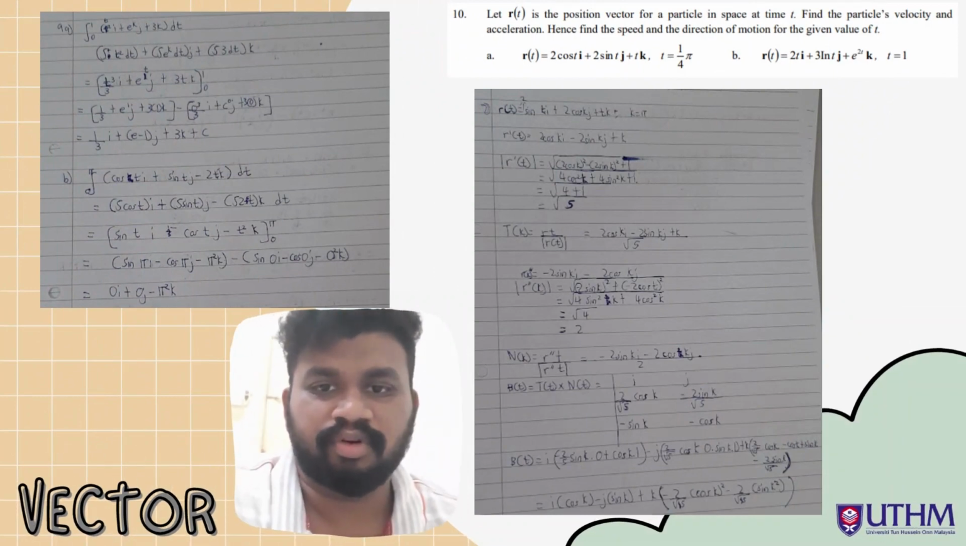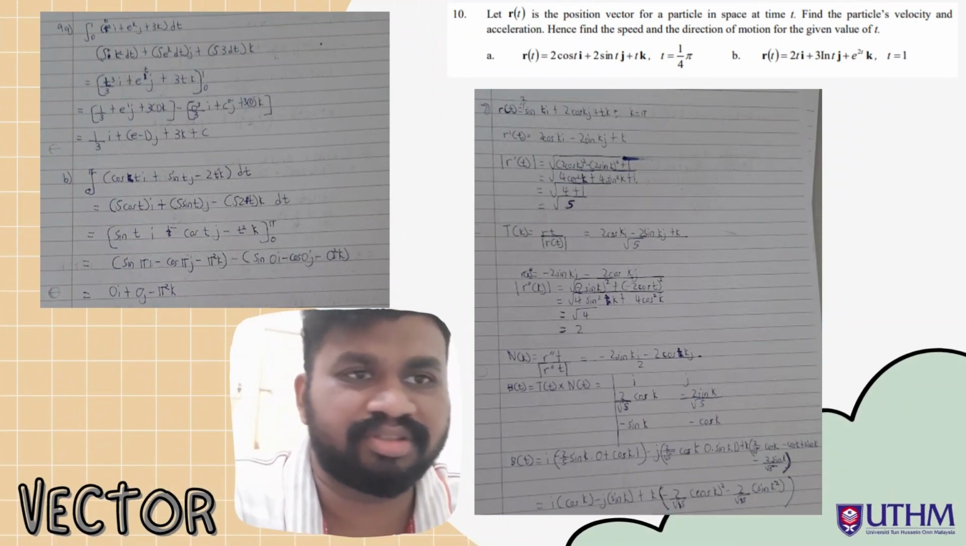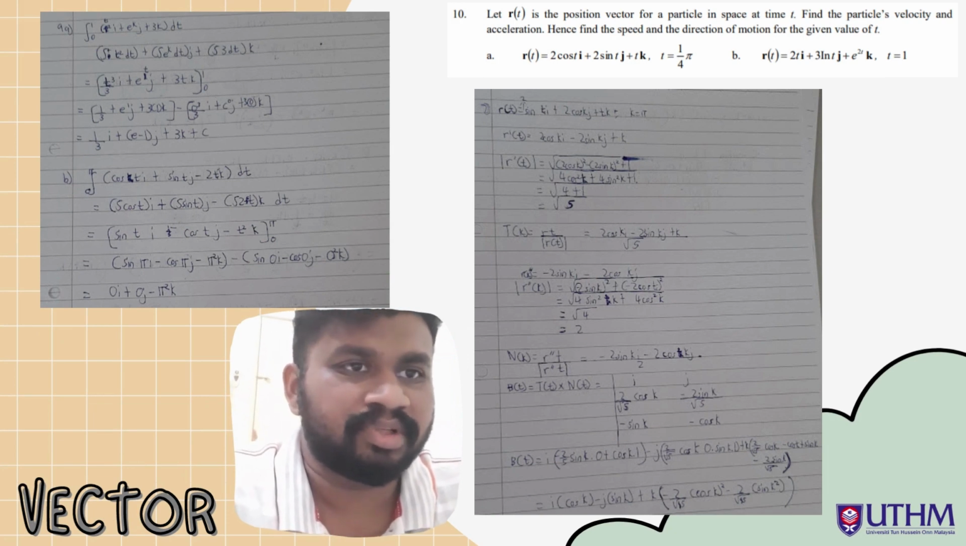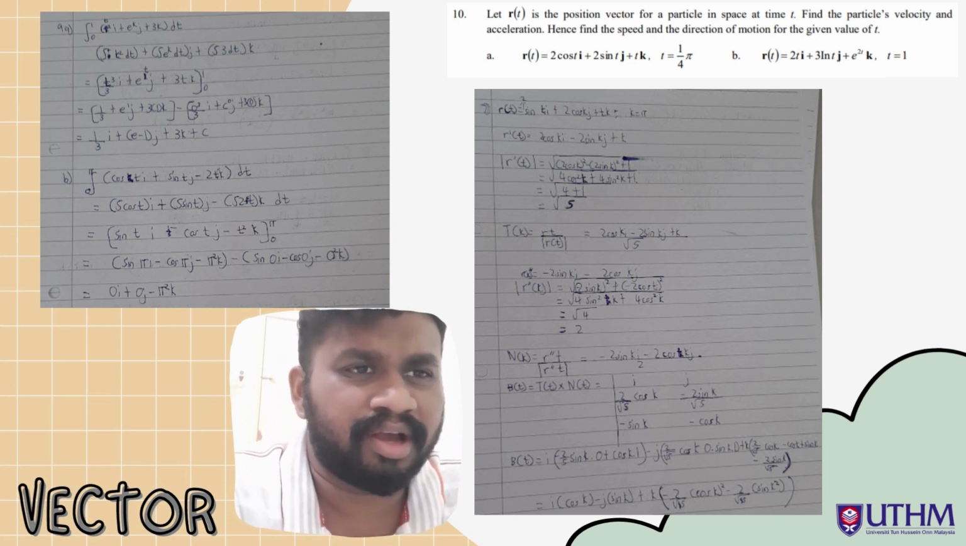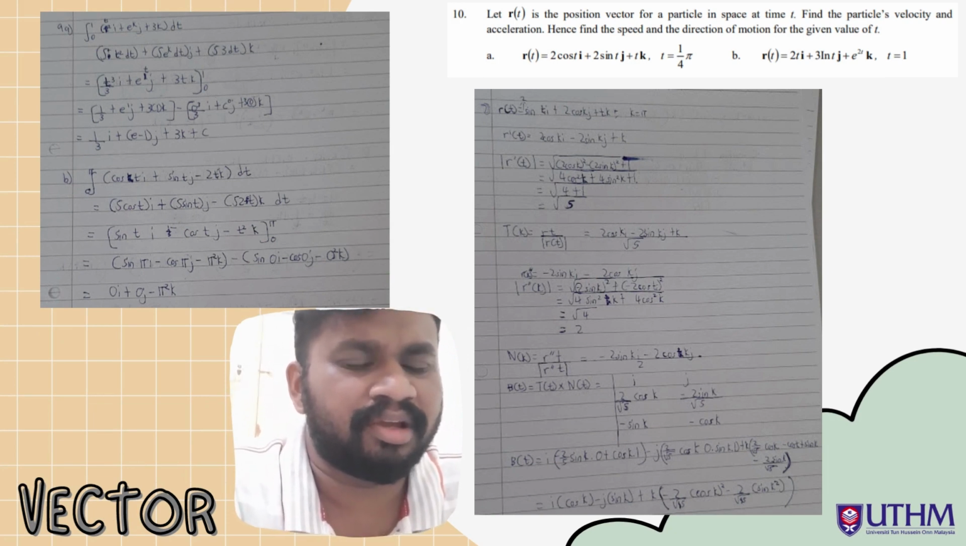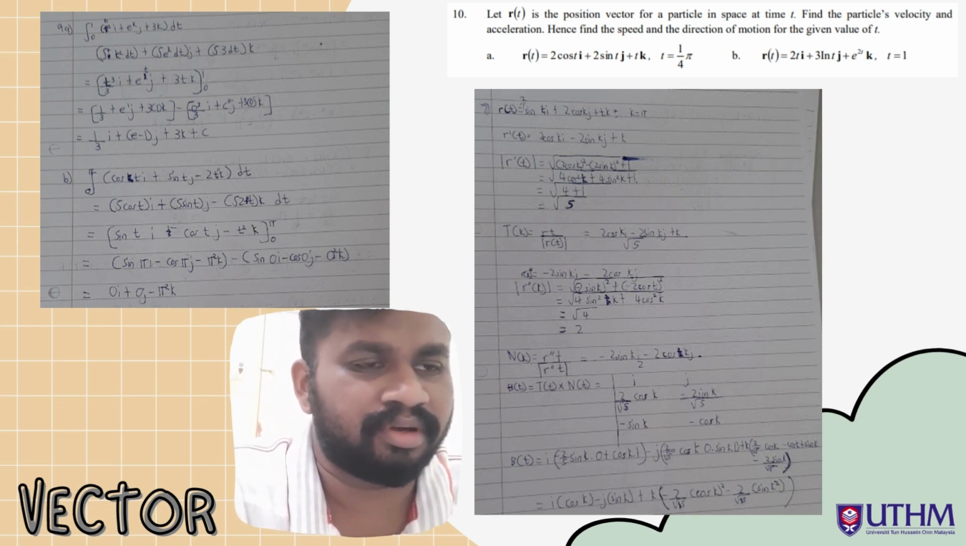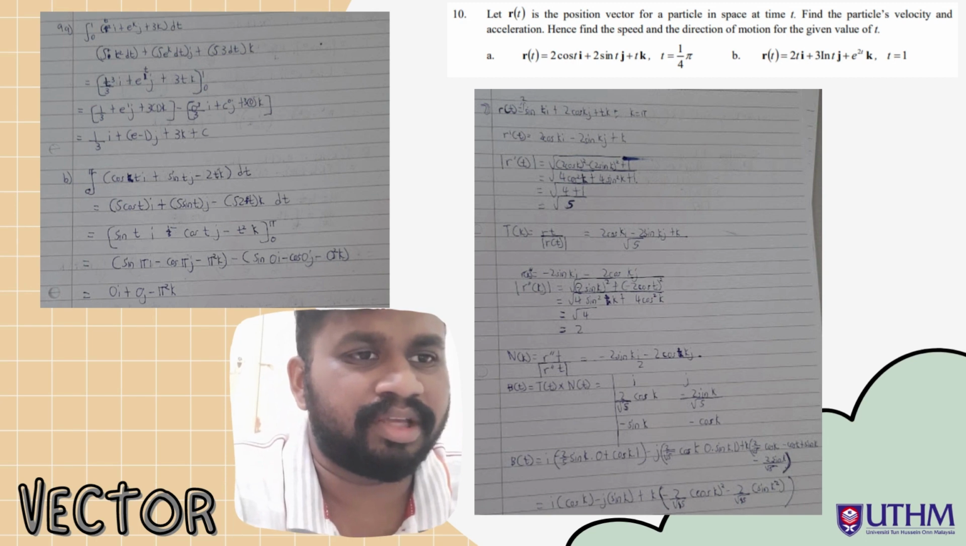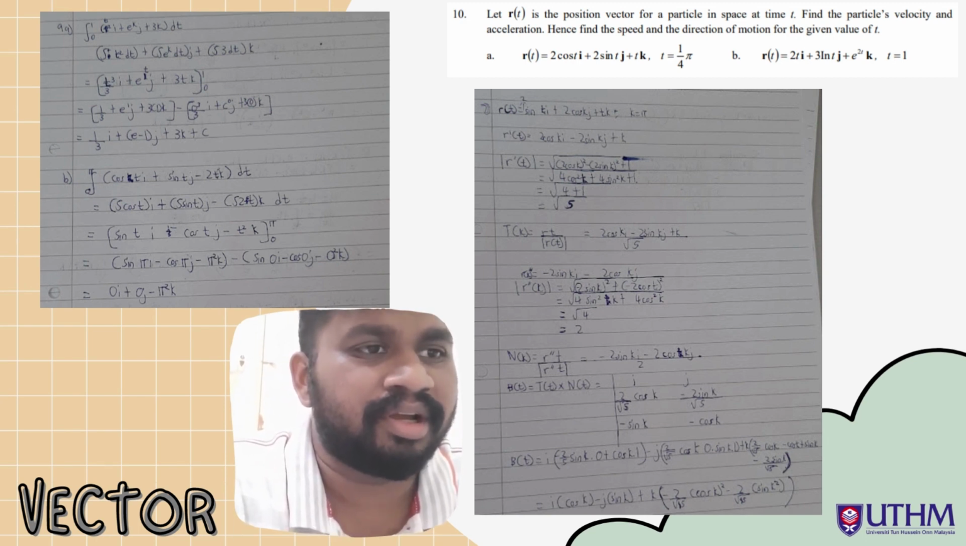Next up we're going for question number 9, which has two parts, A and B. Let's go at A. To integrate t squared i plus e to the power of t j plus 3 k. So just write in three different brackets. To integrate t squared, then you have to integrate e to the power of t, then you have to integrate 3. So by that you will get the values.